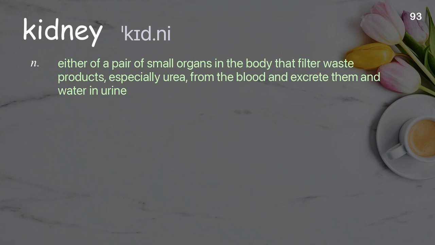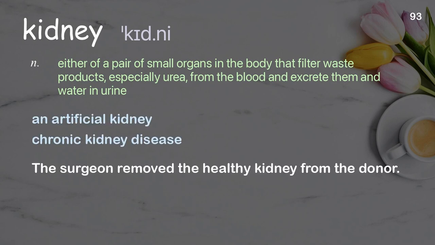Kidney: either of a pair of small organs in the body that filter waste products, especially urea, from the blood and excrete them and water in urine. Examples: an artificial kidney, chronic kidney disease. The surgeon removed the healthy kidney from the donor.